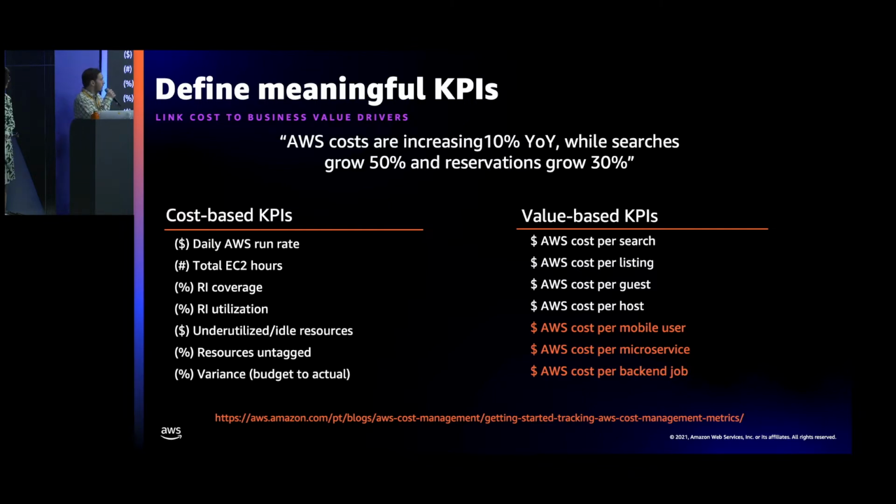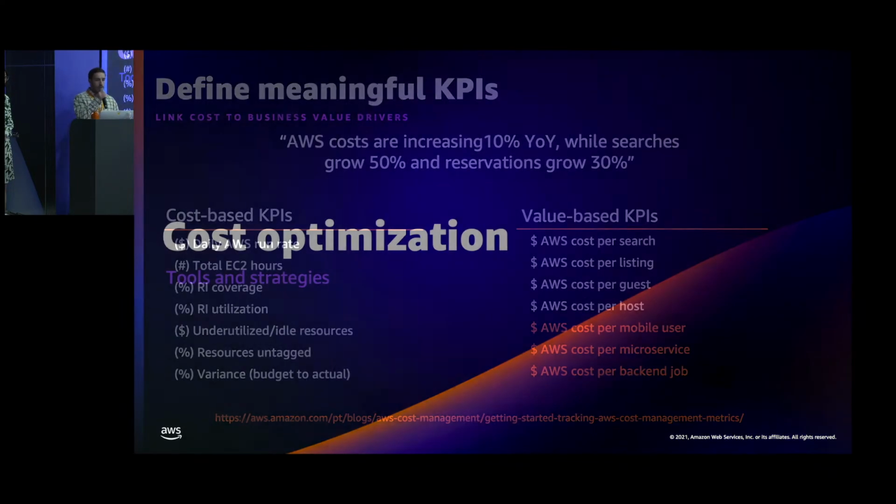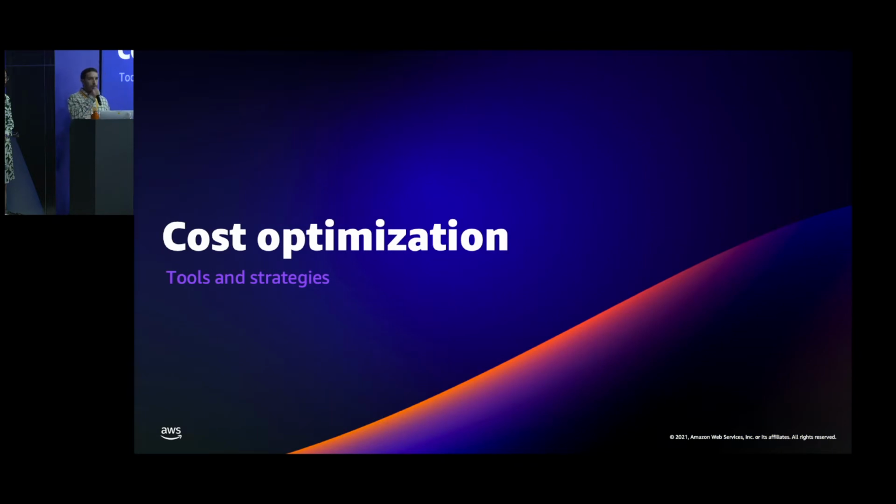So on the bottom right, cost per microservice or cost per job, a back-end job, is probably not the best KPI that you want to choose, because you want to align the cost-based usage metrics in AWS back to these value-based KPIs that are important for your business. So that's all about the visibility.